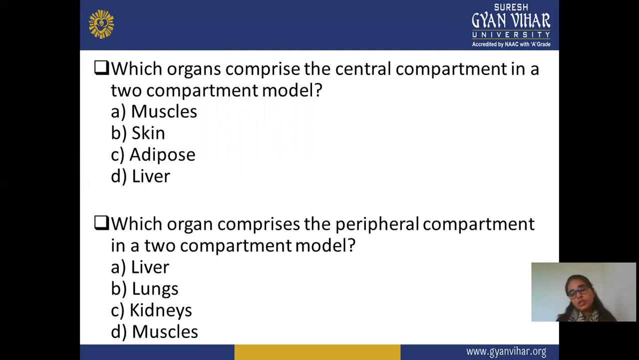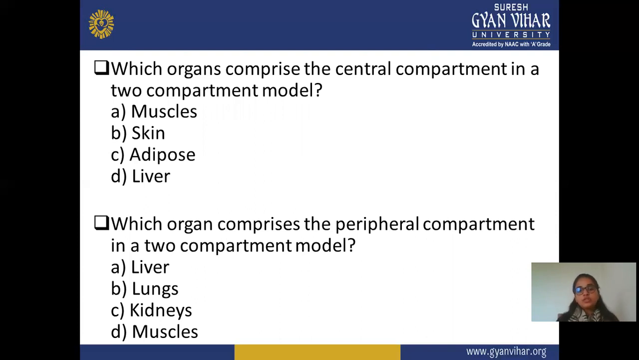This is because in the one-compartmental model, only one compartment is involved. There are not two compartments, central as well as peripheral. So out of these two compartments, there are four options of tissues or organs. Option A is muscle, B is the skin, C is adipose, and D is the liver.